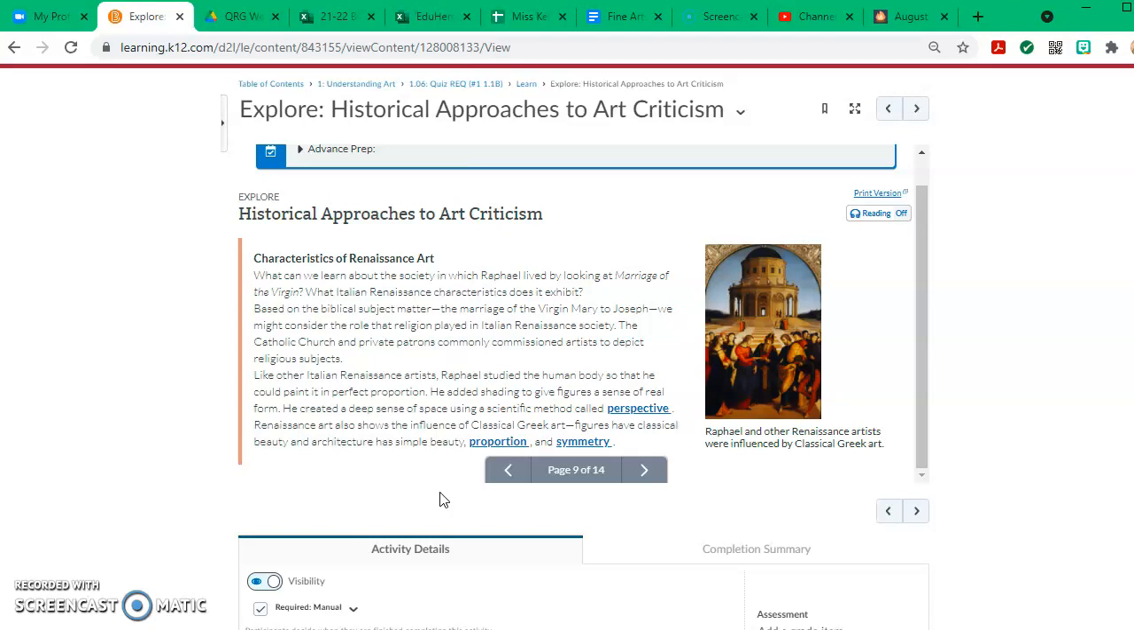Like other Italian Renaissance artists, Raphael studied the human body so that he could paint it in perfect proportion. He added shading to give figures a sense of real form. He created a deep sense of space using a scientific method called perspective. The Renaissance also shows the influence of classical Greek art. Figures have classical beauty, and architecture has simple beauty, proportion, and symmetry.